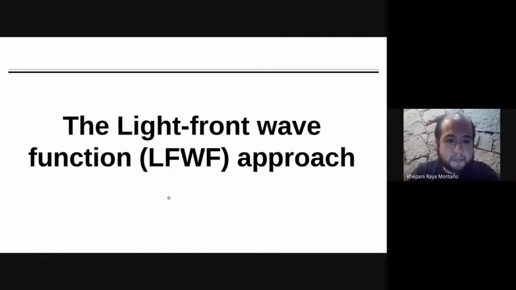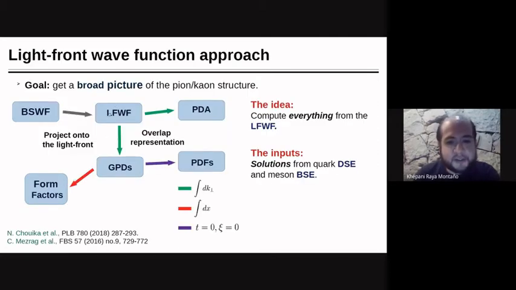The idea is that we will use the light-front wave function approach, because from the light-front wave function we can compute many objects. We can get the PDA after a simple integration. We can use the overlap representation to get the generalized parton distribution, and in some limit, we get the parton distribution function. We can also perform some integration to get the elastic form factors.